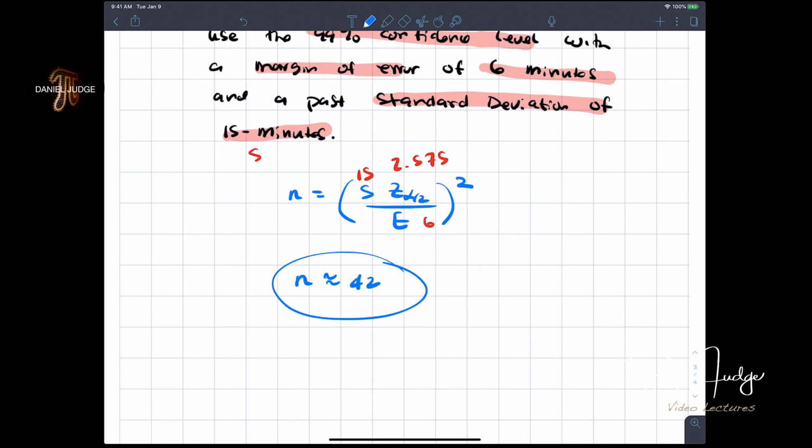We write this at times as n has to be at least 42, because this is the minimum that you need, 42 data values. And that's how we go about estimating sample size when we're going to estimate a mean. Now you can go out and gather the data. So this is what was on that homework.